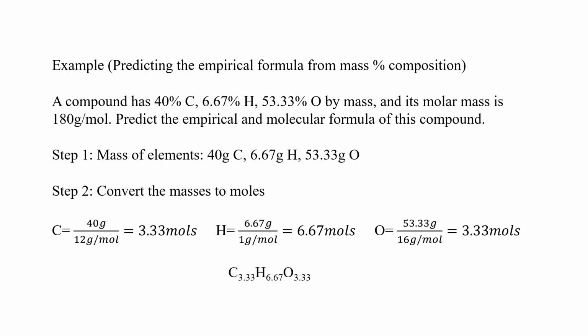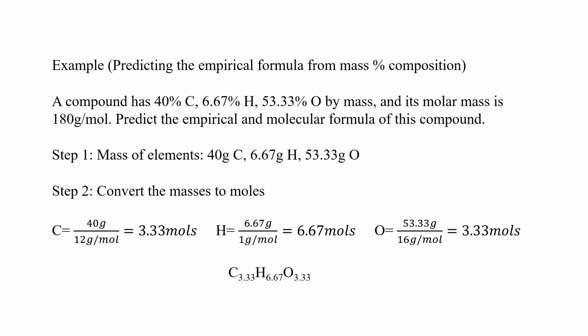Now, let us look at an example where we'll be predicting the empirical formula and molecular formula from mass percentage composition. The statement reads as follows. A compound has 40% carbon, 6.67% hydrogen, 53.33% oxygen by mass, and its molar mass is 180 grams per mole. We are to predict the empirical and molecular formula of this compound.